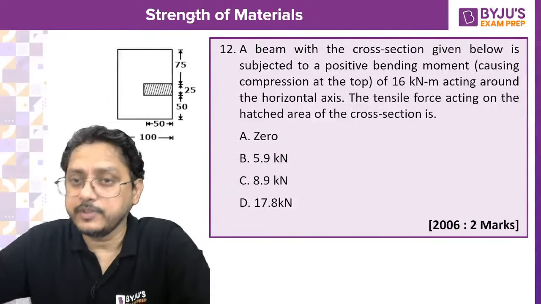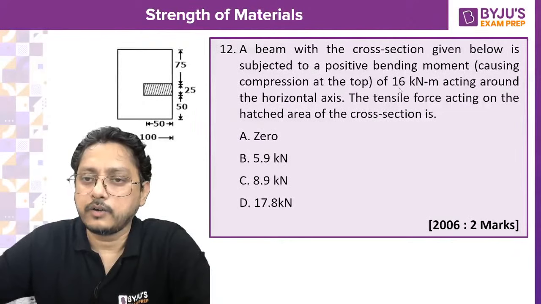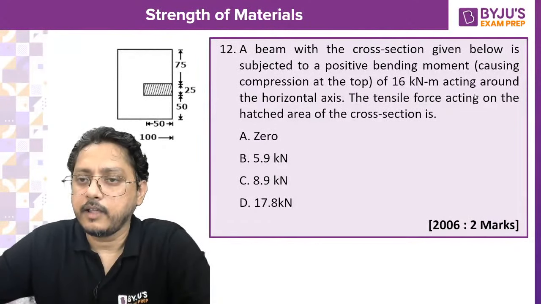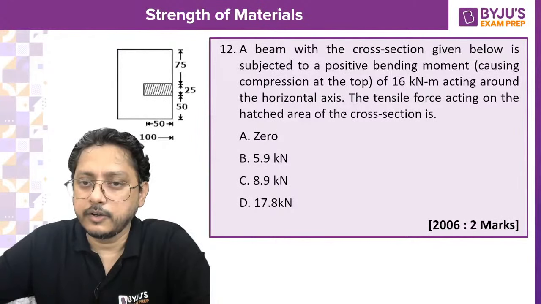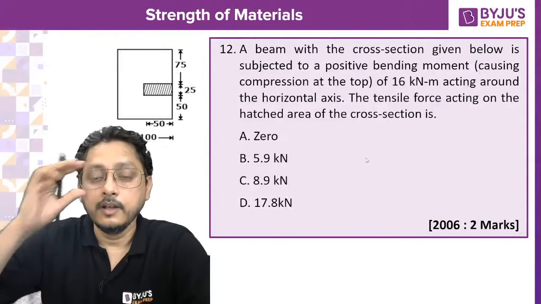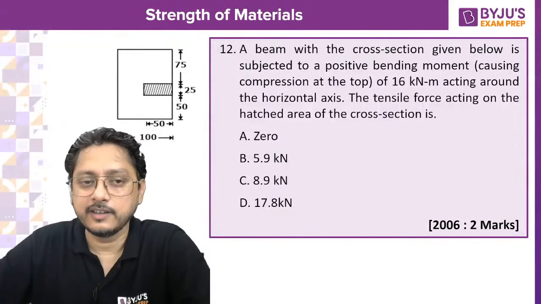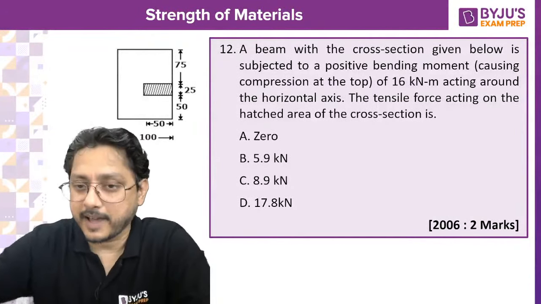What about this one? A beam with the cross-section given below is subjected to a positive bending moment of 16 kilonewton meter. So there is a bending moment of 16 kilonewton meter acting around the horizontal axis. Find the tensile force acting on the hashed area of the cross section. Now he's asking about the tensile force. This is the one which needs some calculation at least.